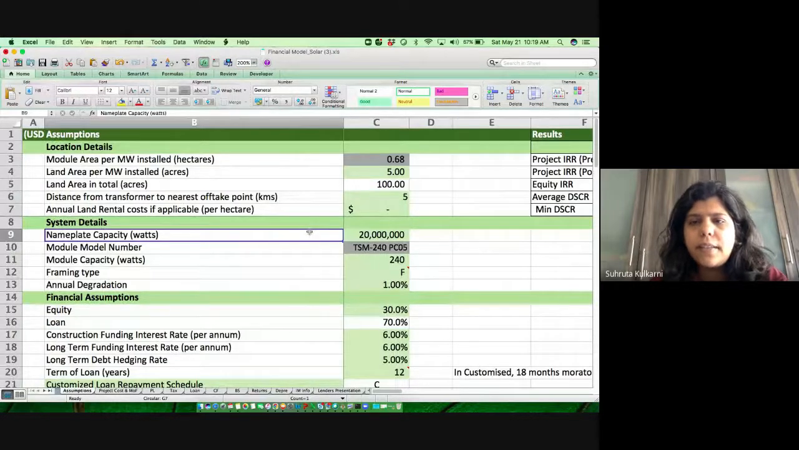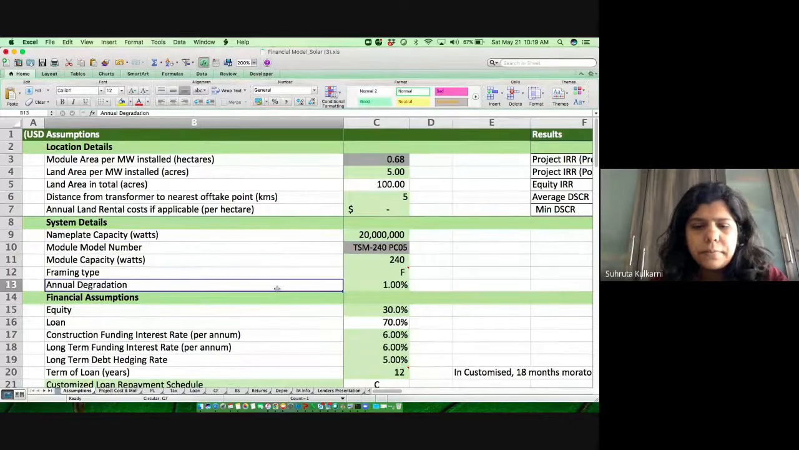Great. Is my screen visible with the Excel sheet? Yeah, Elena? Okay, yeah, great, it's visible.